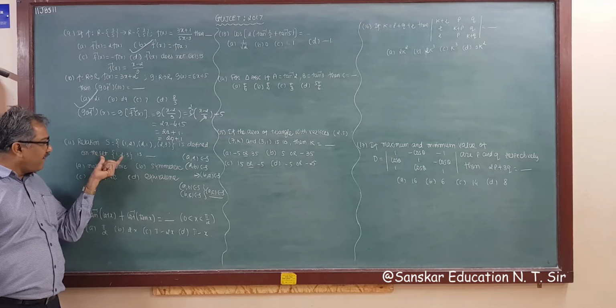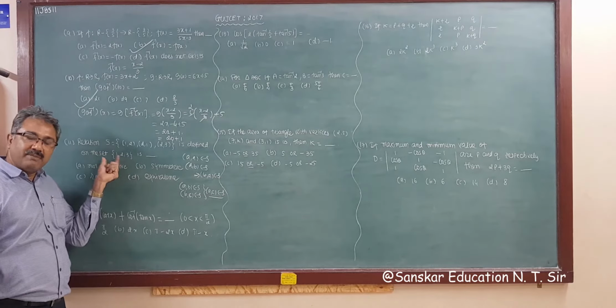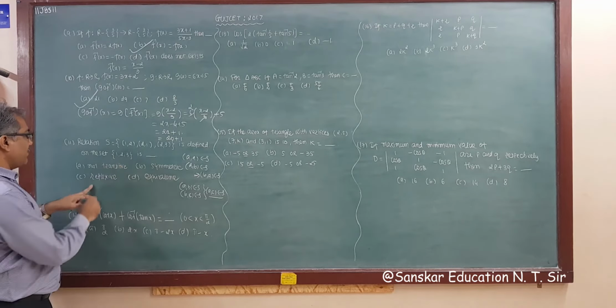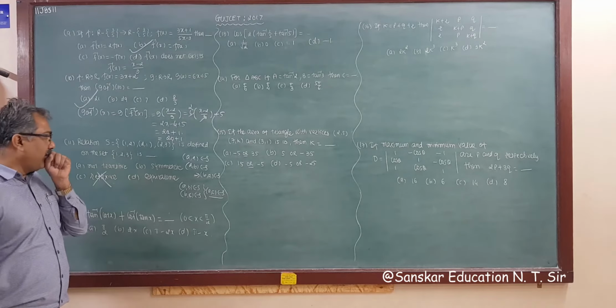Right? So we are starting with reflexive. Here the relation is defined on the set {1, 2, 3}. Does (1, 1) belong to S? No. Therefore this is not reflexive.